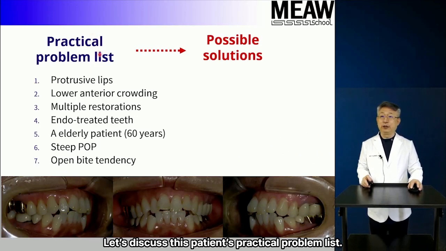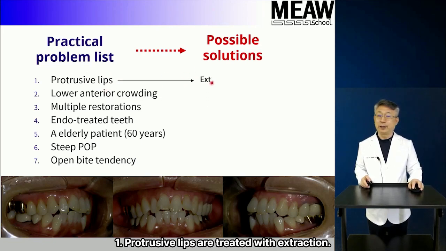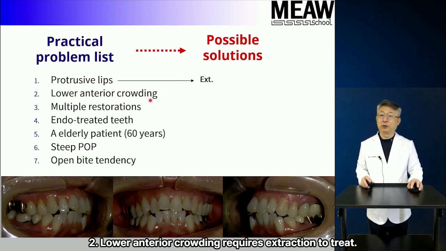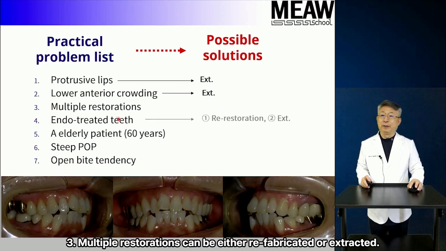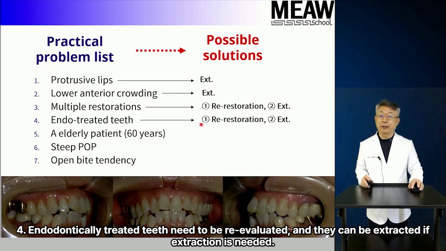Let's discuss this patient's practical problem list. 1. Protrusive lips are treated with extraction. 2. Lower anterior crowding requires extraction to treat. 3. Multiple restorations can be either refabricated or extracted. 4. Endodontically treated teeth need to be reevaluated, and they can be extracted if extraction is needed.